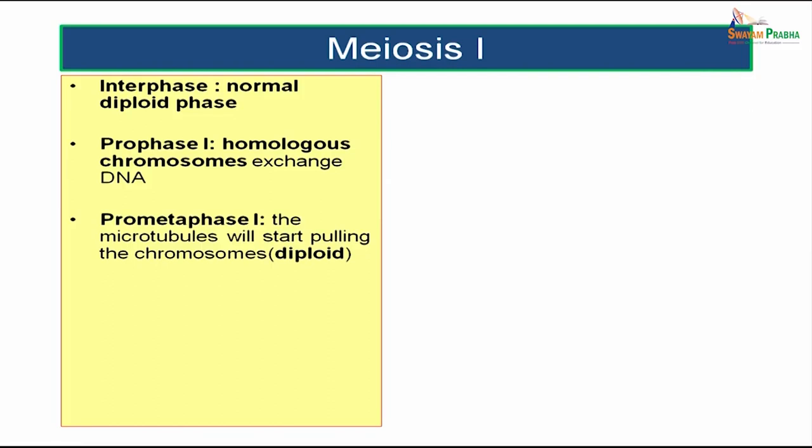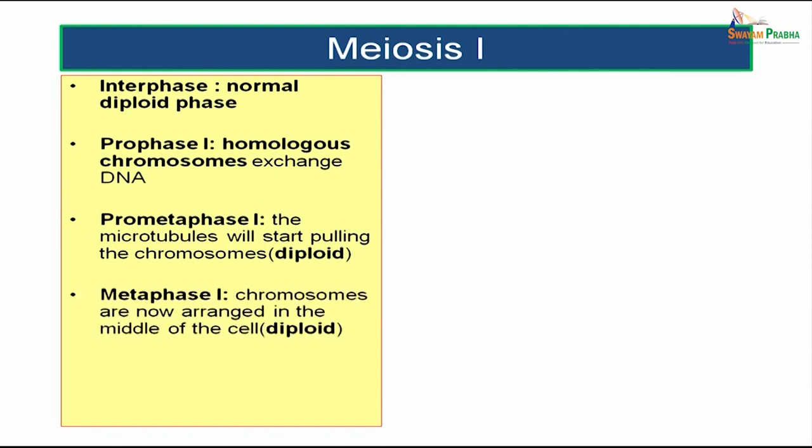There is another phase known as prometaphase. Prometaphase means before the metaphase. In this phase, the microtubules will start pulling the chromosomes toward either end of the cell. Still, the chromosome number will be diploid. And in metaphase 1, the chromosomes are now ready to be pulled and will be arranged in the middle of the cell. Again, you have the same diploid number of chromosomes.